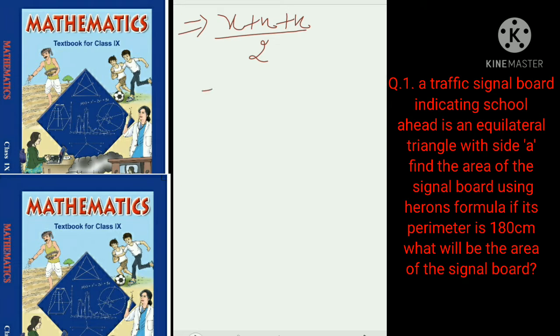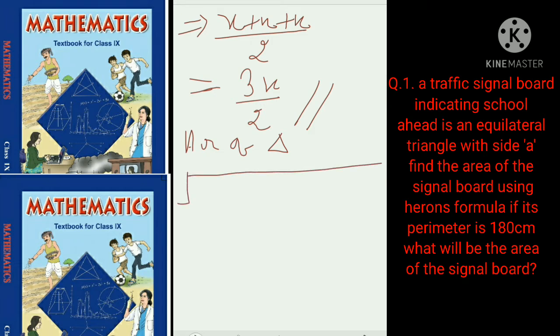When you add x three times, it gives us 3x upon 2. So finally we get the semi perimeter value, that is 3x upon 2. Now we will apply Heron's formula here. So area of triangle is root of s, s minus a, s minus b and s minus c, as I already explained.